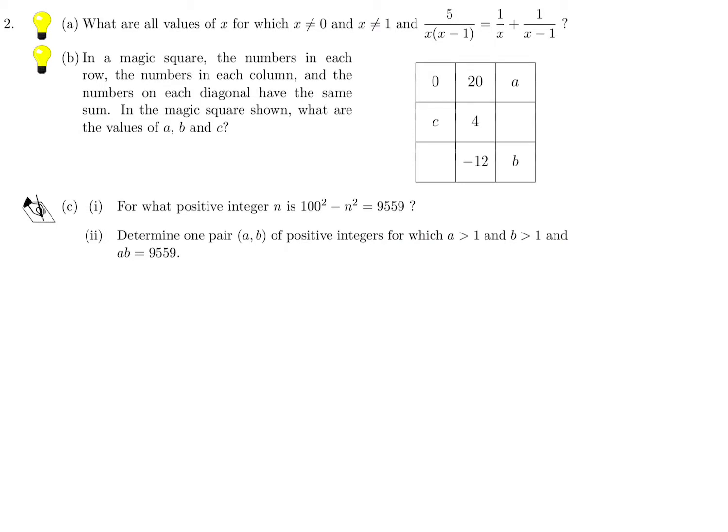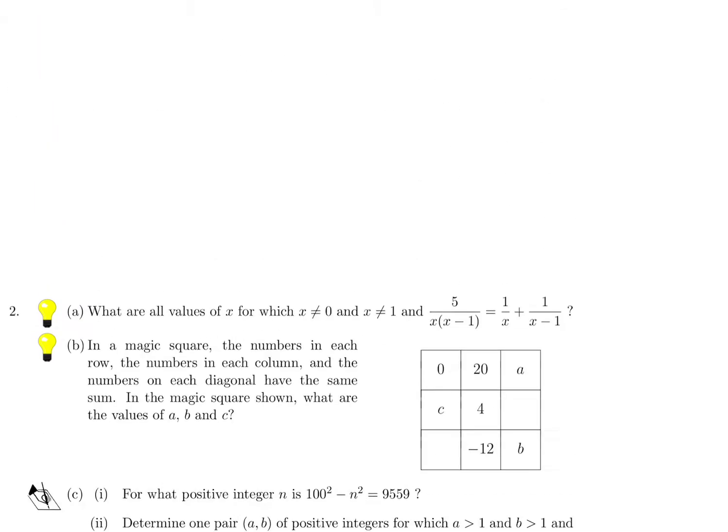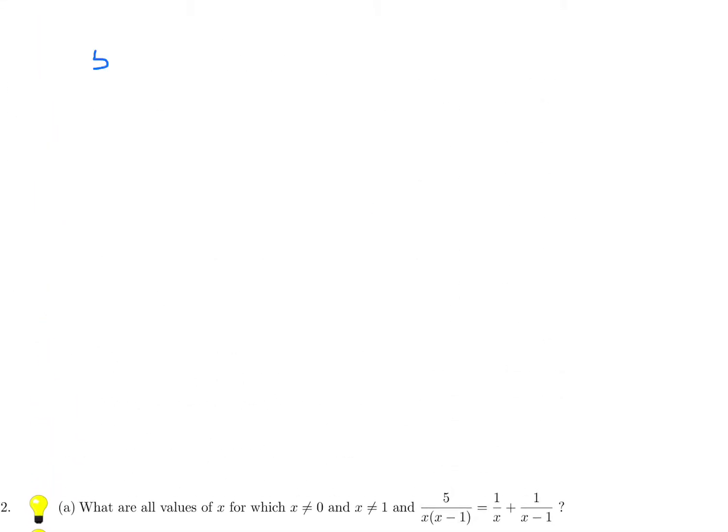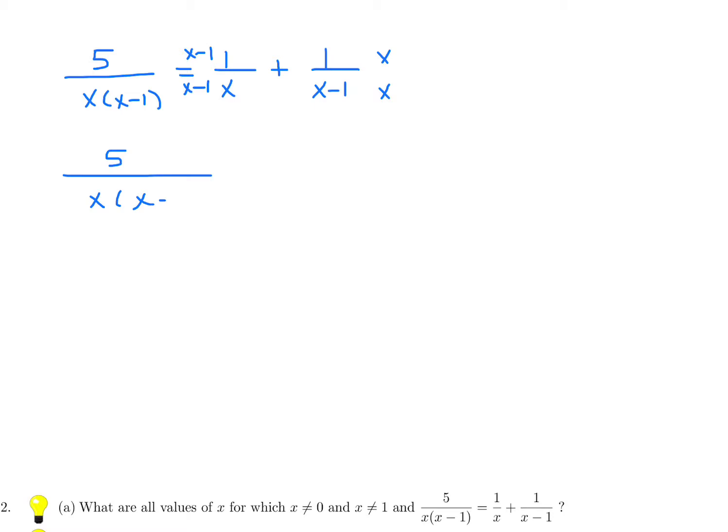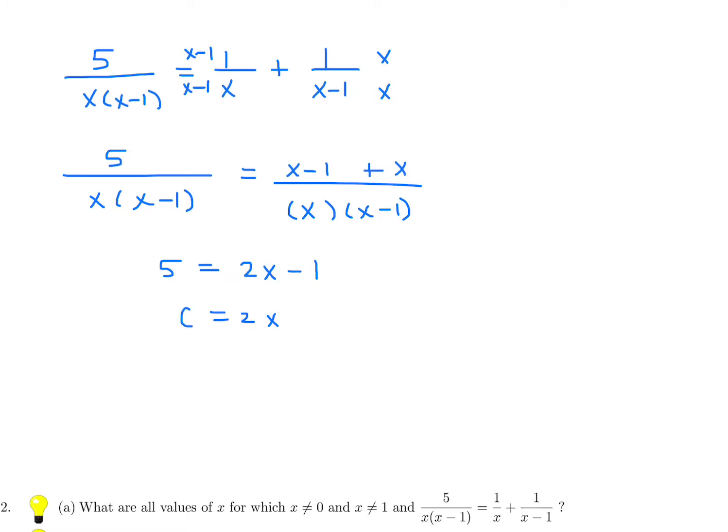What are the values of x for which x does not equal 0 or 1 for that expression? So that expression is 5 over x times x minus 1 is equal to 1 over x plus 1 over x minus 1. Well, get a common denominator, multiply both sides by the necessary term, and that gives me x minus 1 plus x over x times x minus 1. The denominators are the same, so that means the numerators must be equal. So that means 2x minus 1 is equal to 5, 2x is 6, and therefore x is 3. So that's the only value.